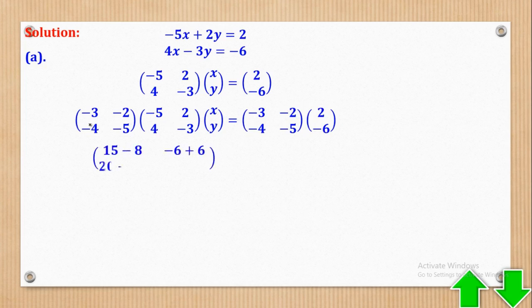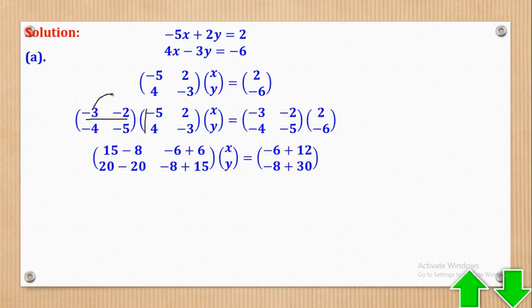Now next is to multiply. So remember, I multiply row by column. First row with first column, it will be negative 3 by negative 5 to give me positive 15, plus negative 2 by 4 to give me negative 8. Then first row, second column, negative 3 by 2 to give me negative 6, then negative 2 by negative 3 to give me positive 3. The next will be second row, first column. This with this gives me positive 20, this with this gives me negative 20. Then lastly, second row, second column. This with this gives negative 8, this with this gives positive 15.